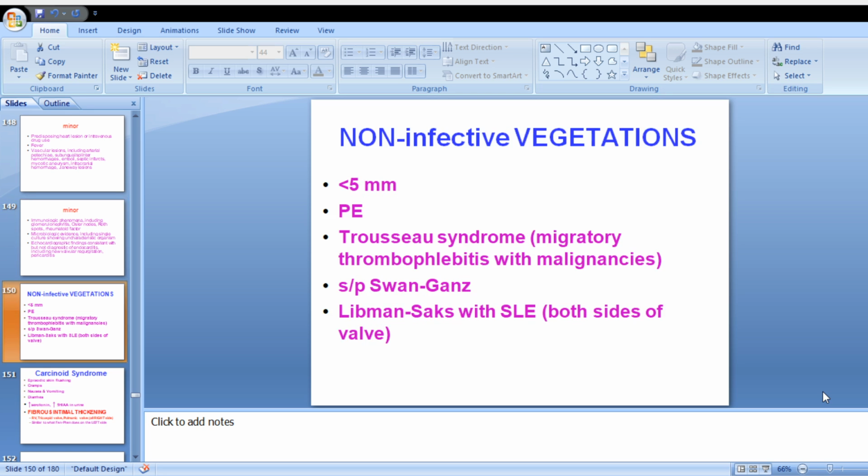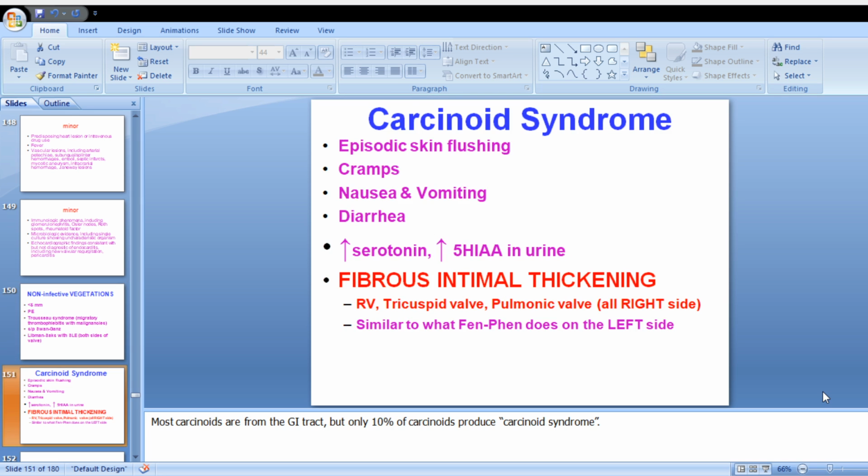The non-infective vegetation we have already discussed. Size is less than 5 mm, can cause pulmonary embolism, and even malignancy leads to non-infective vegetations. SLE can cause non-infective vegetation, Libman-Sacks. A very important feature is that in SLE, Libman-Sacks, both sides of the walls are involved. Thank you.